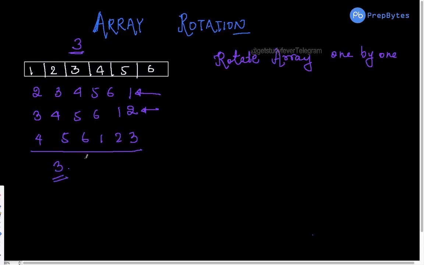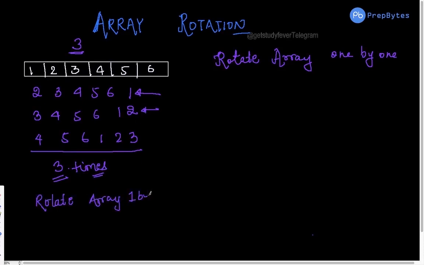So this is equivalent to rotating the array by 3. What we have done is we rotated the array by 1, and how many times did we do the process of rotating the array by 1? We did it 3 times. So the approach that we're talking about here is that we rotate the array one by one, and this one by one rotation happens d times. Now, how do we rotate the array one by one? Let's see the code for this, or for that matter, first let's see the procedure.